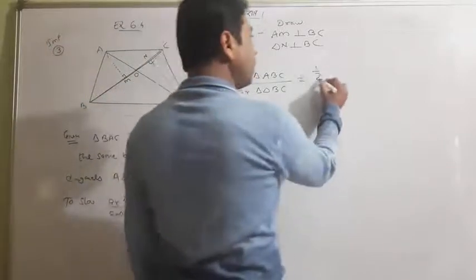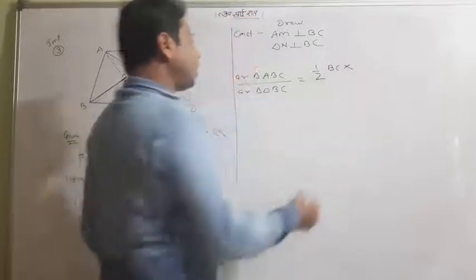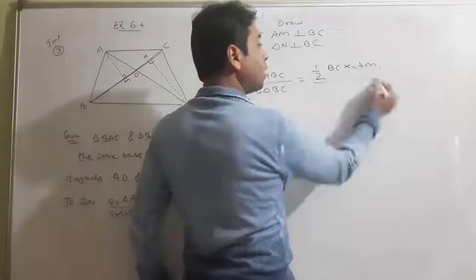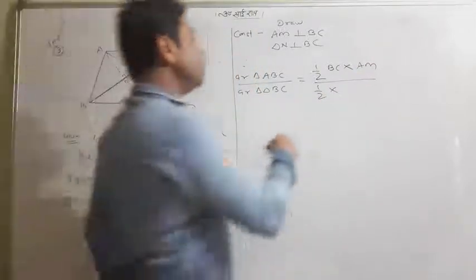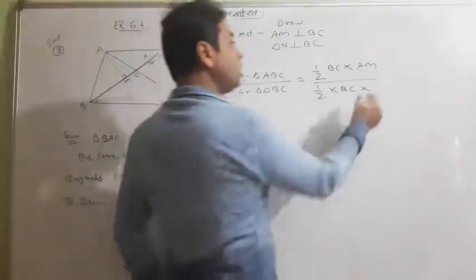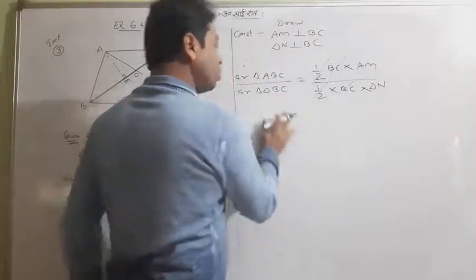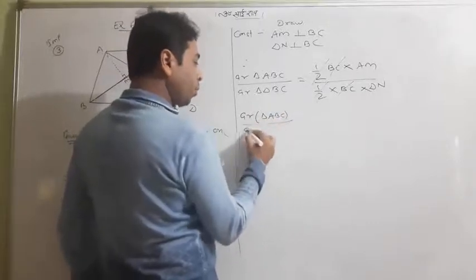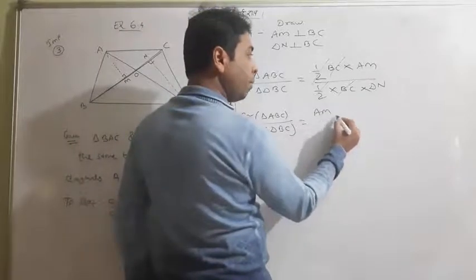So 1 upon 2 base, what is base? BC. And what is the height for the upside triangle? AM. It's the height. And for the downside, it is again 1 upon 2. What about DBC? Base is BC, and height is DN. So these cancel and fortunately these cancel. So what we have obtained: area of triangle ABC upon area of triangle DBC is equal to AM upon DN.